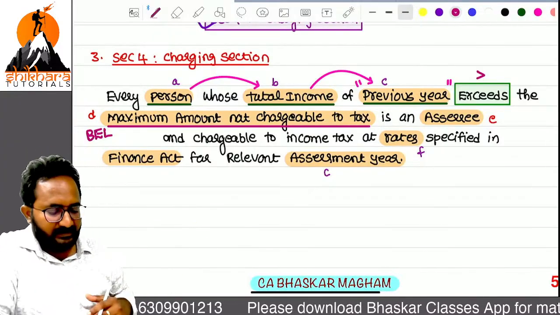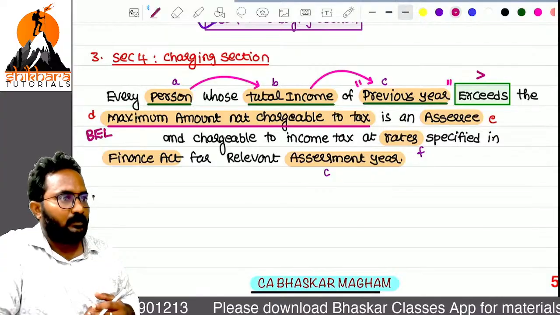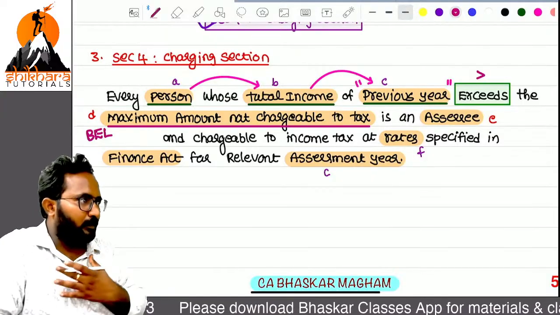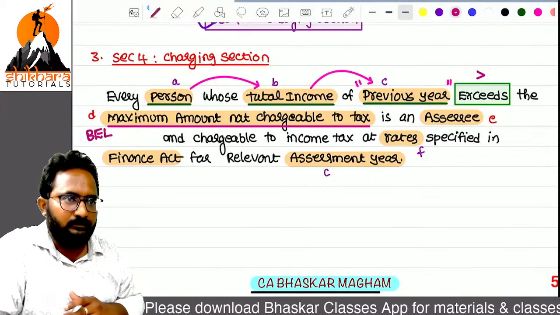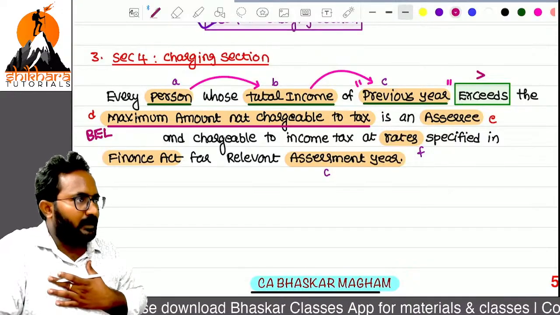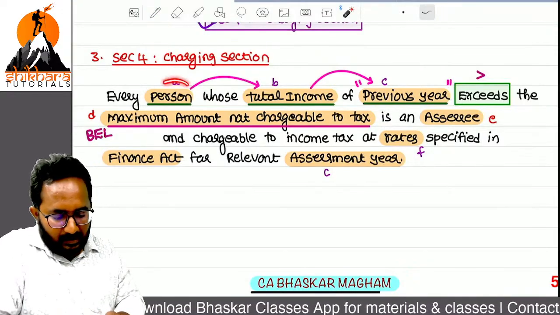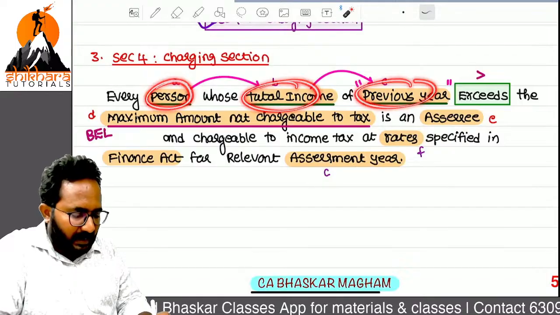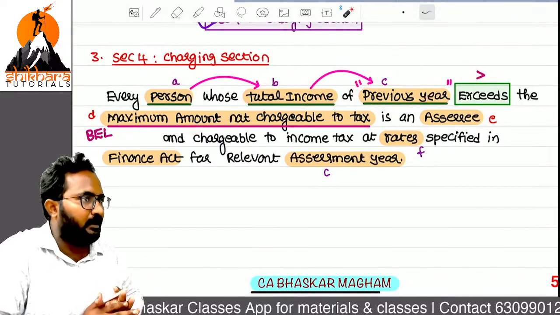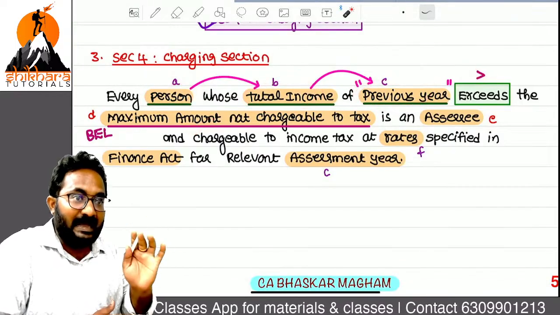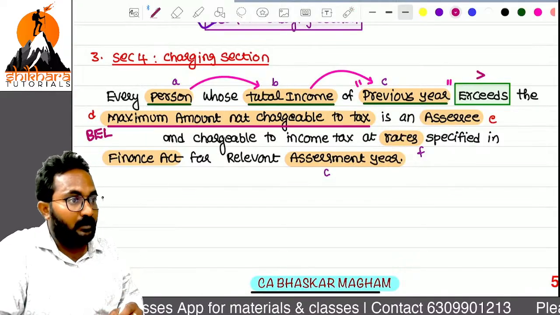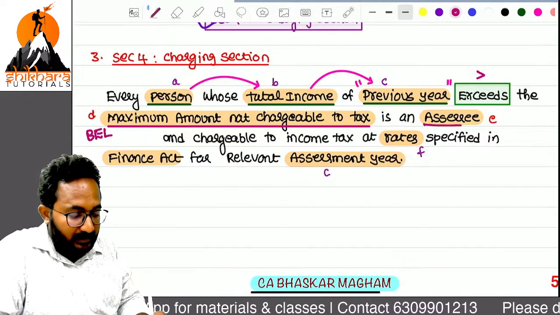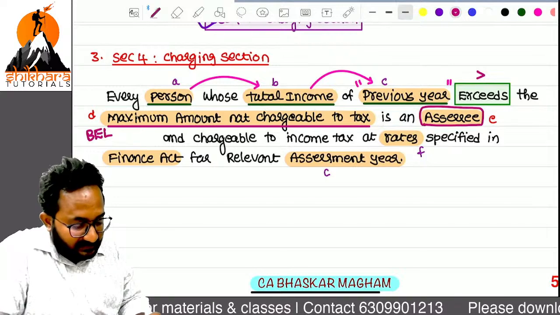Next. For example, I have 10 lakhs income. So definitely my total income of the previous year exceeds the basic exemption limit. Now I am required to pay the tax. Hereafter, that person's name is converted into what? Assessee.